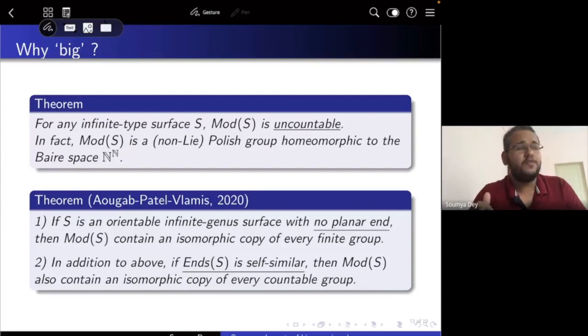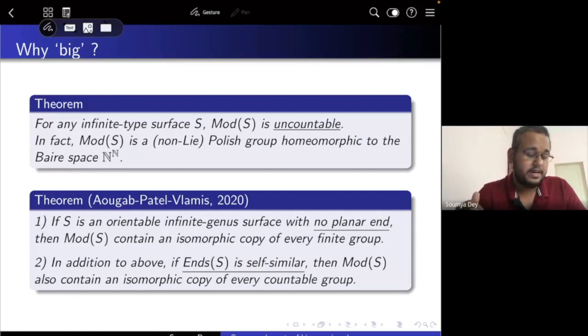Now you can ask, why big? Why are we saying these are big? Let me give some reasons why I am calling these mapping class groups big. So let us come to the first theorem. For any infinite type surface S, Mod(S) is actually uncountable, and in fact Mod(S) is a Polish group, which is not a Lie group, but is homeomorphic to the Baire space N^N, all functions from N to N. So it's quite a big group.